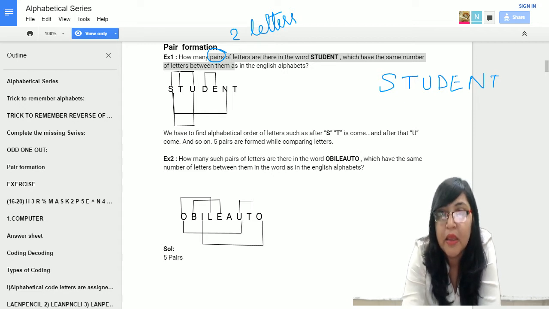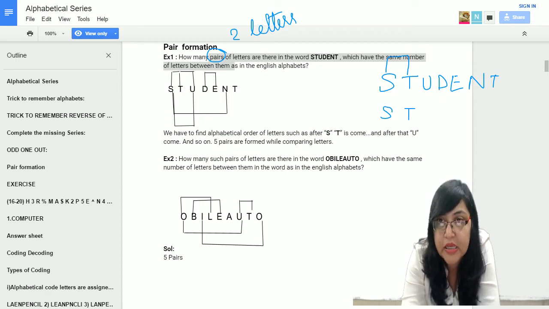Like say after S, what comes? In the English alphabet after S, T comes, right? So you will get a pair over here, because in the English alphabet we do not have any alphabets between S and T, and also in this word student we do not have any alphabets between them.